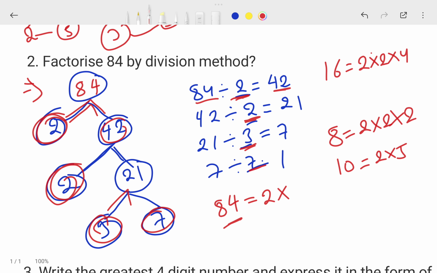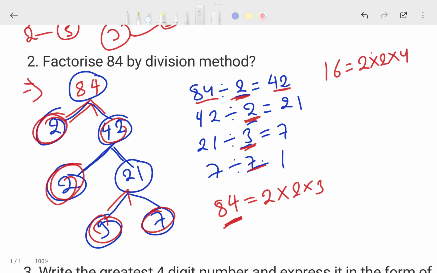It is simple or not? So like that only. How can you write 84? 2 into 2, that's going to be 4. 4 into 3, how much? 12. 12 into 7, that's going to be 84. That is over. This is called the factorization division method. This is your answer.